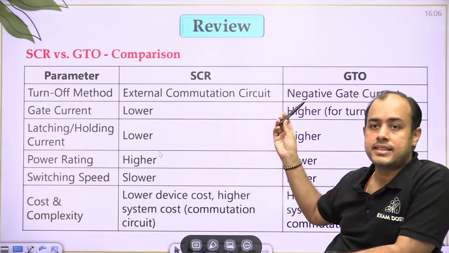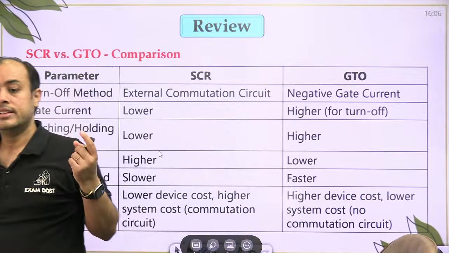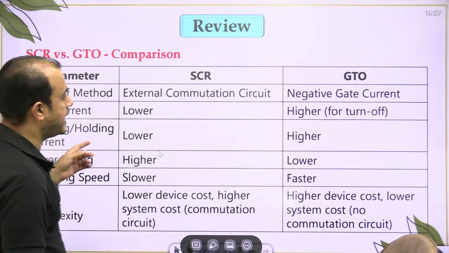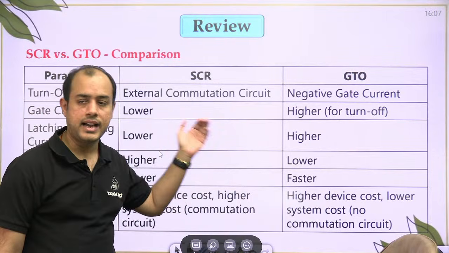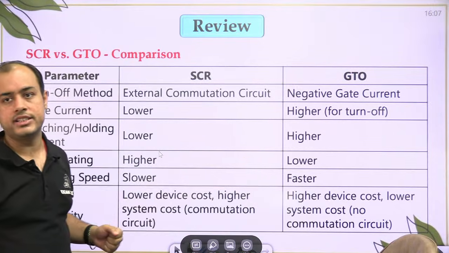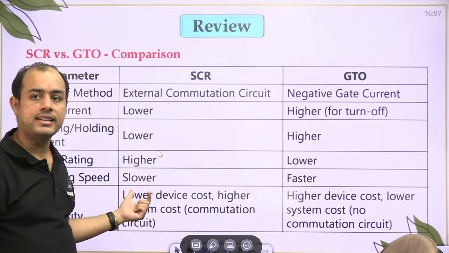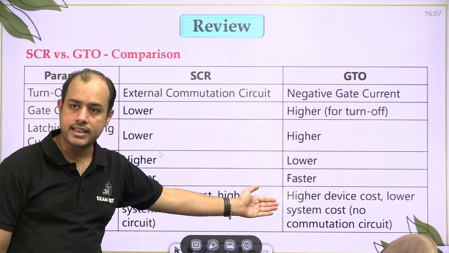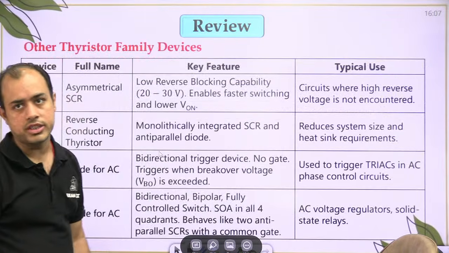If you compare SCR and GTO, to turn off a SCR, we need a commutation circuit. GTO can be turned off by negative gate current. Gate current is lower in a SCR, higher in a GTO. Latching current is lower in a SCR, higher in a GTO. SCR has higher power rating than GTO. SCR has slower speed than a GTO. SCR has less cost, but higher system cost because of the commutation circuit. GTO is expensive, but overall cost is less because there is no commutation circuit.